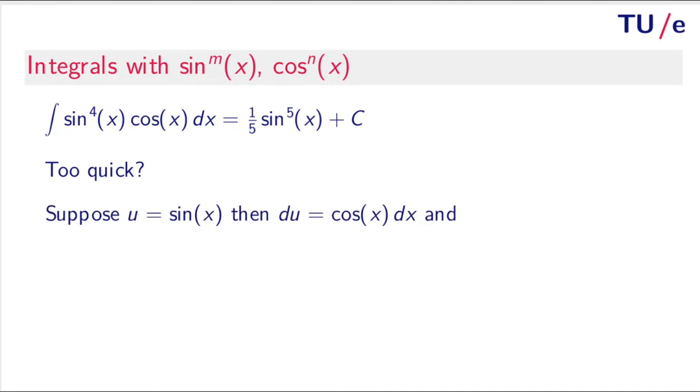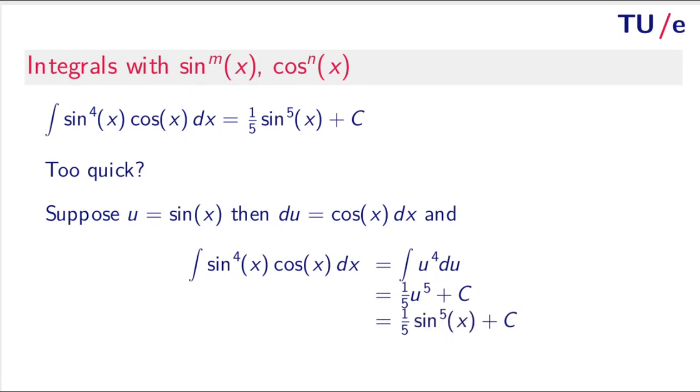Let me explain it. Well, we use a substitution. We use u is equal to the sine of x, and then find that du is cosine x dx, and our integral of sine to the power 4 of x times cosine x dx can of course be rewritten as the integral of u to the power 4 du, and then this is equal to 1 over 5 u to the power 5 plus a constant. And now, since u was equal to the sine of x, we find 1 over 5 sine to the power 5 of x plus c.